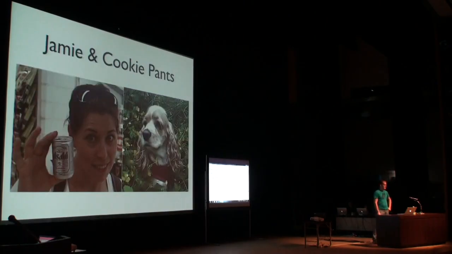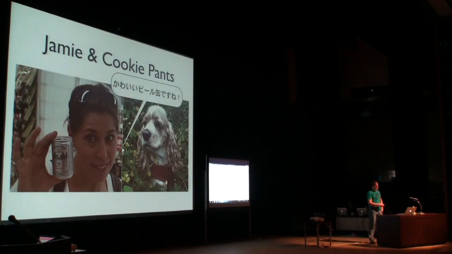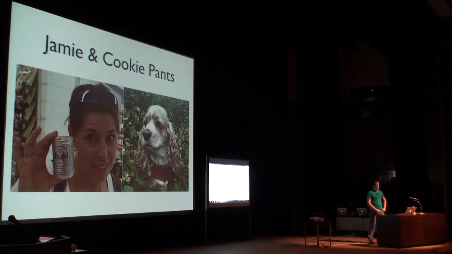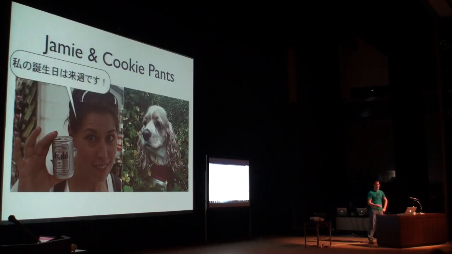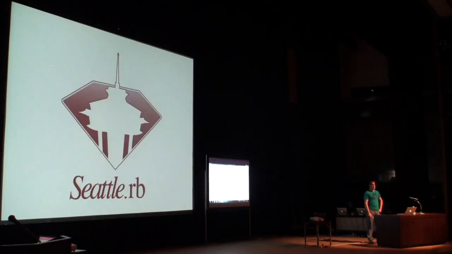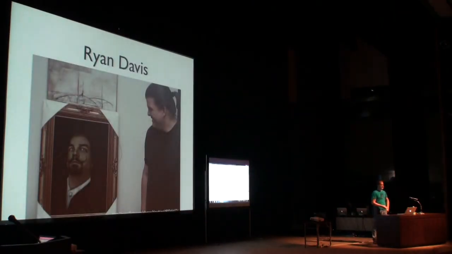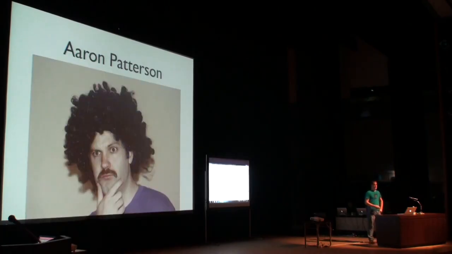I live in Seattle. I live with my girlfriend Jamie and our dog Cookie Pants, and she thinks your small beer cans are very cute. And also, it's her birthday next week, so if you see her, you can wish her a happy birthday. I'm a member of Seattle Ruby Brigade. I hack with Ryan Davis. This is him with a velvet painting of himself, and also with Aaron Patterson.